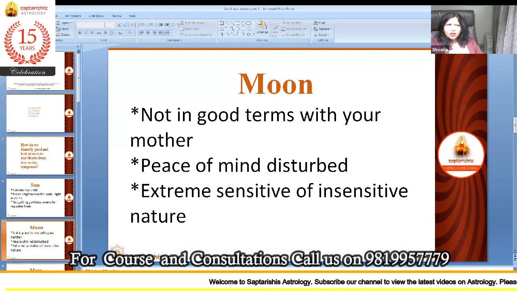And if you repeatedly or frequently observe what you're talking about, if you're cribbing about your peace of mind and you feel that it's disturbed, you know why it's disturbed. You have to do the remedy for the moon. There's one more thing which is very important here, that sometimes you get either extremely sensitive or insensitive.